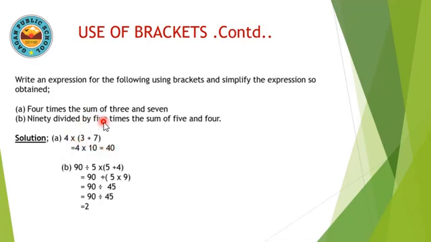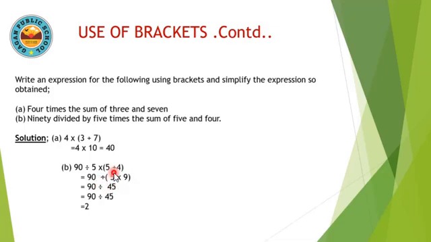Now, 90 divided by 5 times the sum of 5 and 4. First we will write the sum of 5 and 4. It means 5 plus 4 within the bracket. Now 5 times of this means putting the sign of multiplication outside the bracket, multiplied by 5. Now what will happen? 90 divided by this whole expression: 5 multiply by the bracket 5 plus 4.